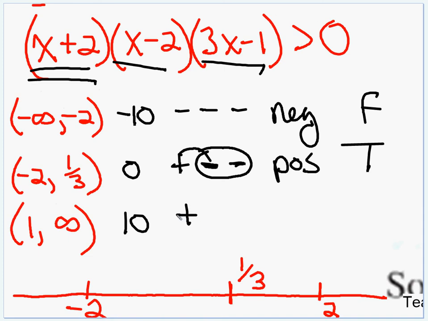10 plus 2 is positive. 10 minus 2 is positive. 3 times 10 is 30, minus 1 is positive. All positives multiply to a positive.